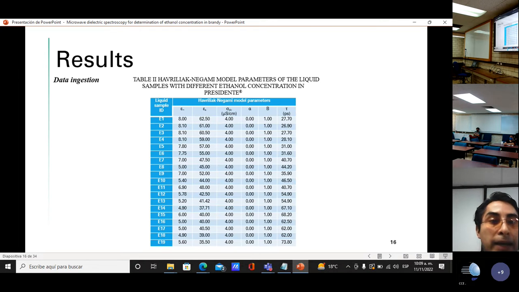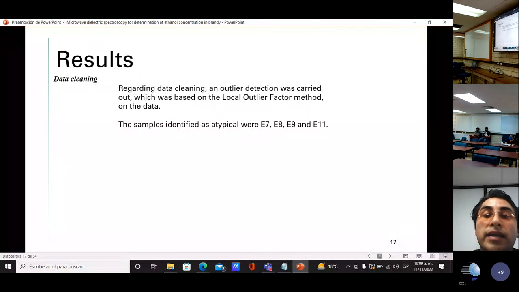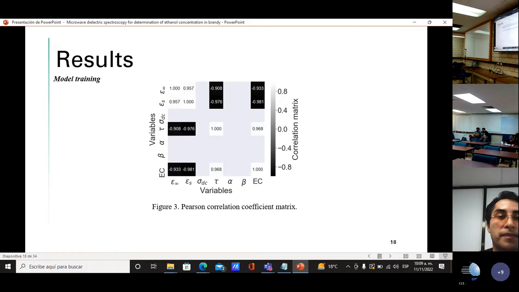Results. For data ingestion, we use these parameters. Parameters were obtained from the samples. And in data cleaning, outlier detection was carried out, which was based on the local outlier factor method on the data. The samples identified as atypical were E7, E8, E9, and E11.